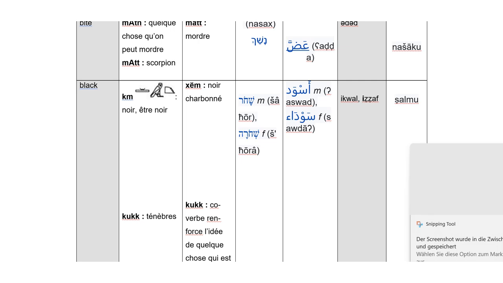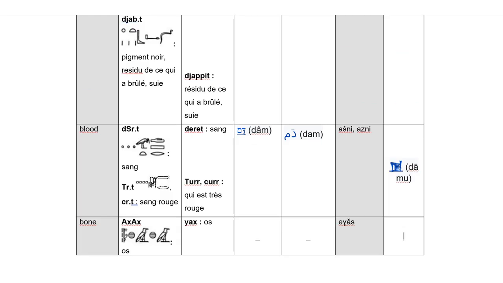And you see here, you have nothing in Arabic, Aswad, etc., but Sahor, etc., but you see nothing to do with ancient Egyptian. Also, the same word for black, Japit. This is a pigment, a black pigment. In Wolof, you have the residue of something which has burned. You have also the same word, Japit, in Wolof, the residue of something which has burned.